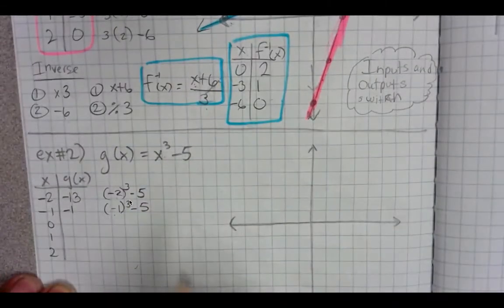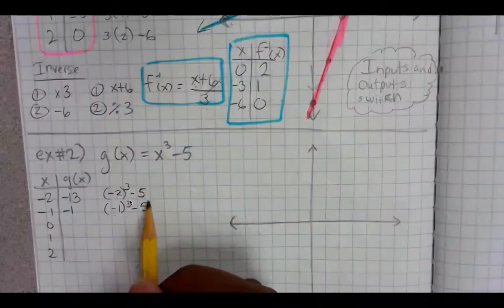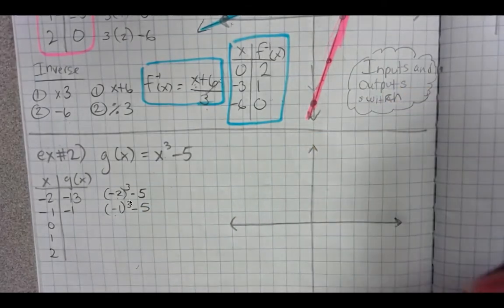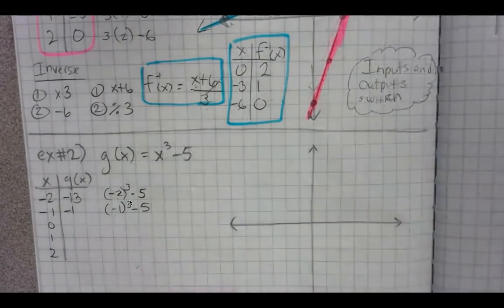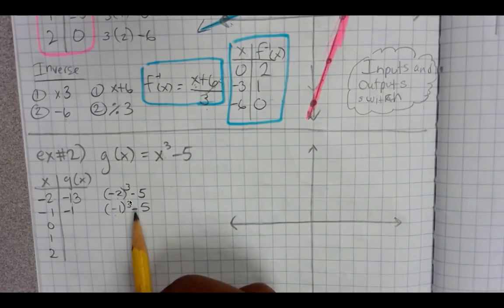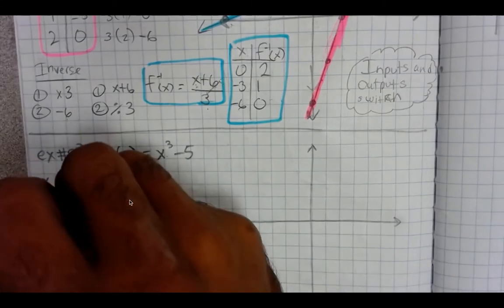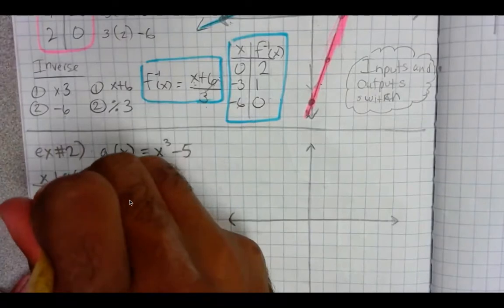So remember, if I multiply negative 1 times negative 1, negative is positive. But if I multiply another negative, now it's negative. So basically, every time it's an even power, it'll be positive if it's even. Then minus 5 would be minus 6.